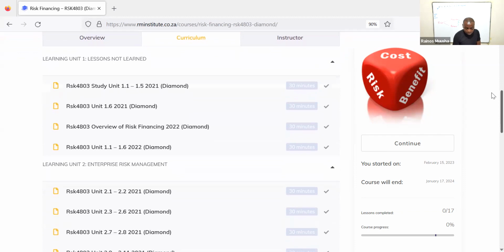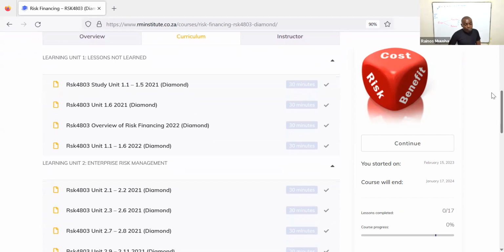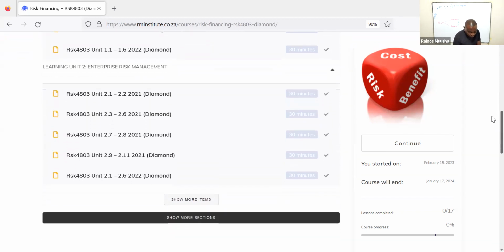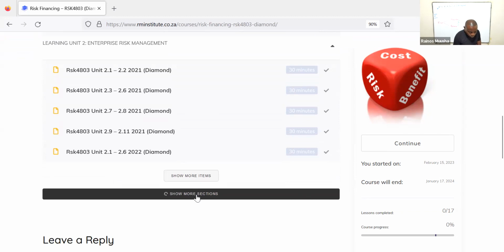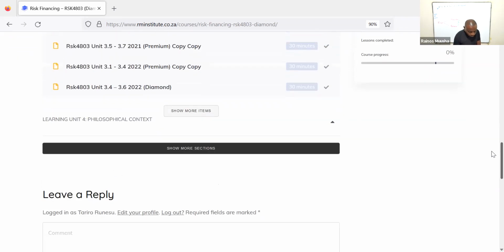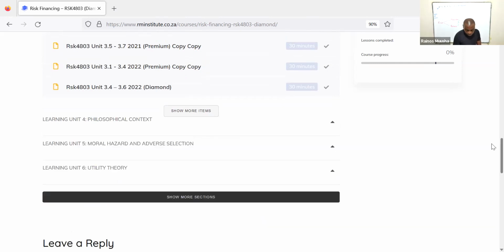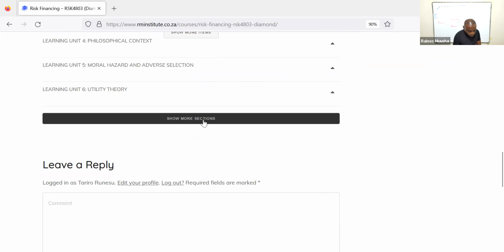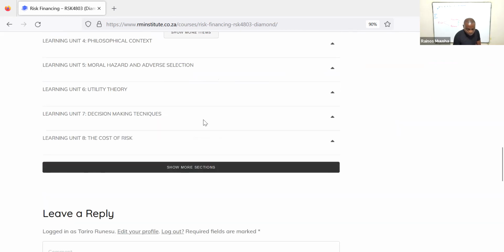So under curriculum, the first thing that you see there is the videos from the different study units. From study unit 1 going onwards, you will start seeing the videos of those study units. When you click on show more sections, it will continue to show you information from study unit 1 all the way to study unit 23. So for you to continue going down the different study units, you need to click on what? Show more sections as well.